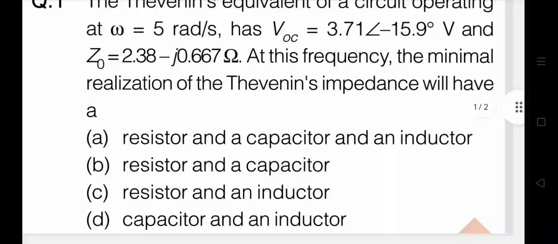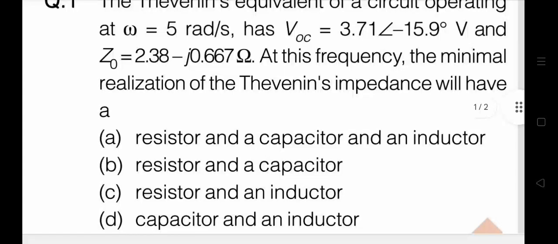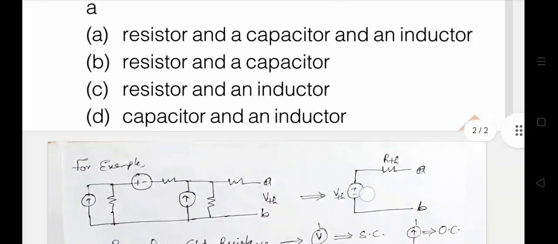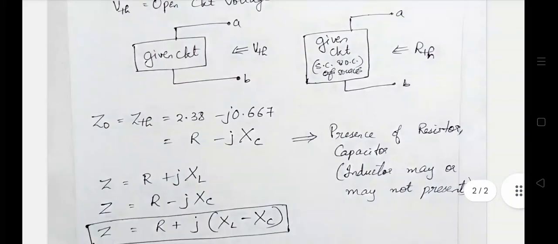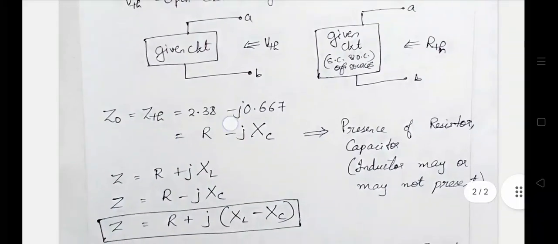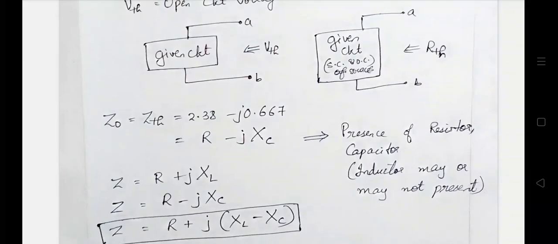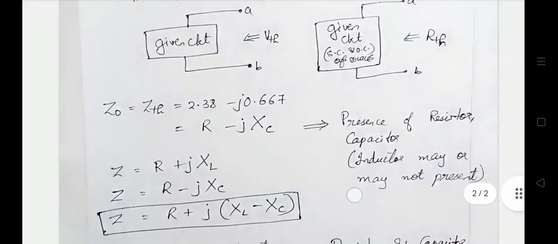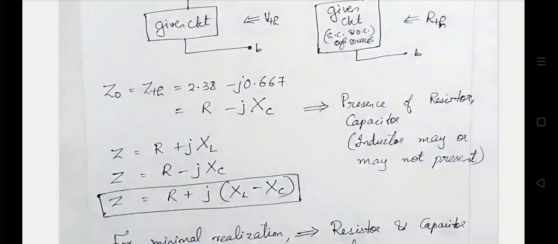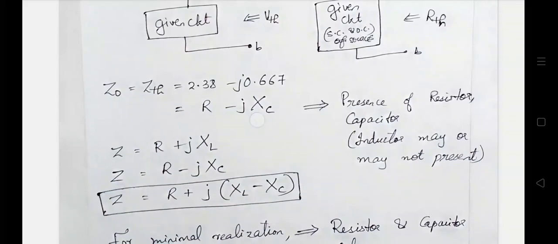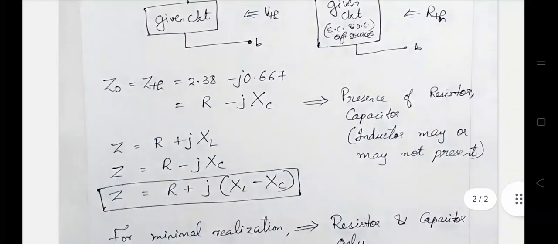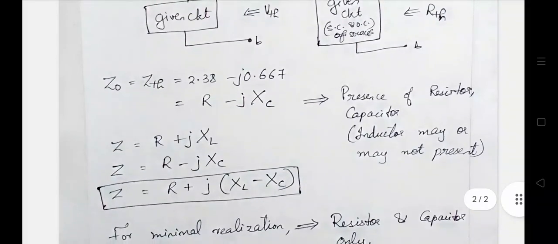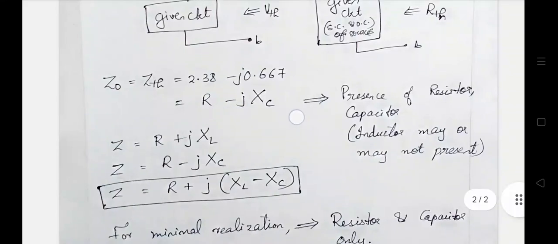For minimal realization of Thevenin's impedance, what are the components we need? Like the resistor, capacitor, inductor. From the given open circuit impedance, which is 2.38 minus j0.667, we can understand it is in the form of R minus jXC. That means the presence of resistor and capacitor. How did we understand XC? Here the sign is minus. When the negative sign comes, it is capacitive reactance, resistance and capacitive reactance. If the sign is positive, then it will be inductive reactance.